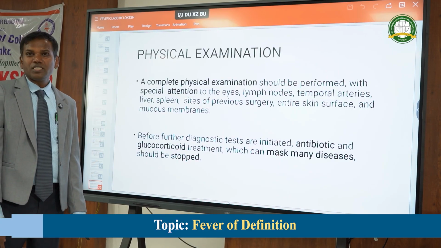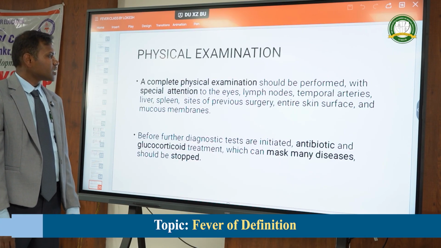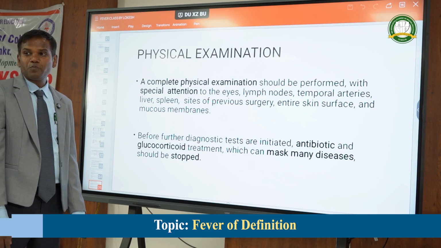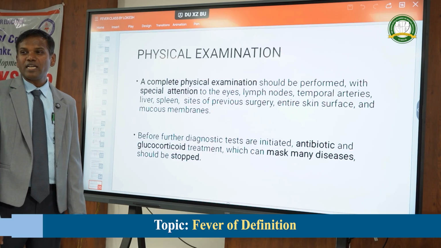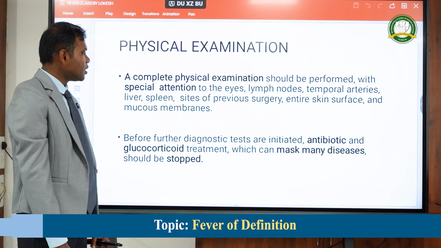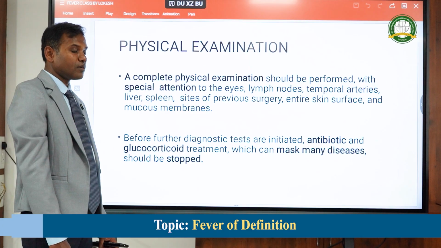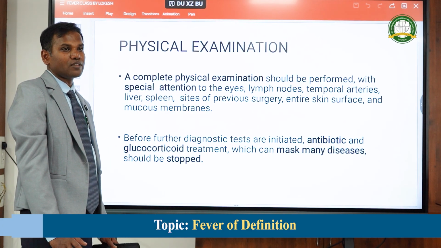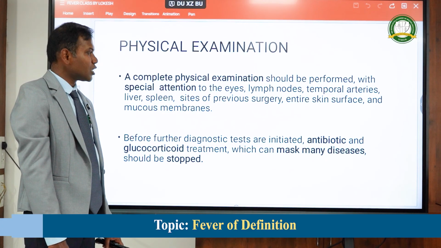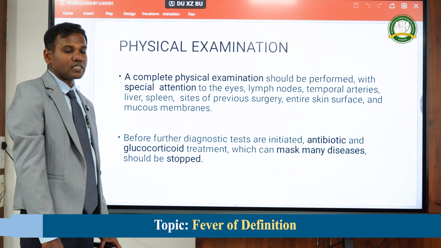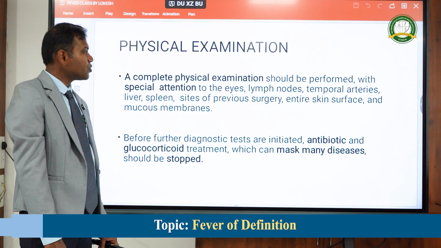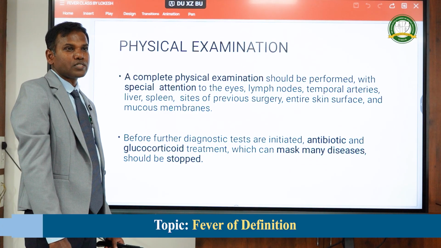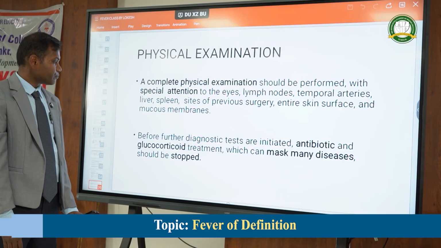A complete physical examination is required for the patient, with special attention head to toe, starting from eyes, lymph nodes, temporal arteries, liver, spleen. All the systemic body organs should be examined very particularly. Look for any site of previous surgeries. Try to rule out sepsis in the patient with pyrexia of unknown origin. Check for any surface laceration, wound, or simple cuts, and the mucous membrane, any lacerated wound or cuts. Just go through these things.